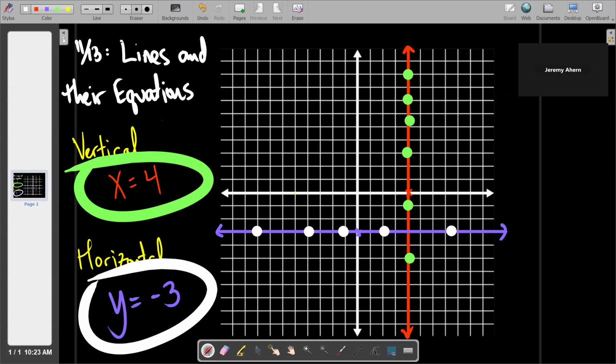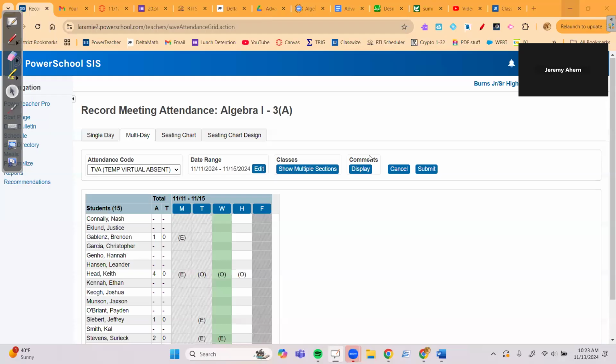All right, so now I'm going to get in here and show you what the Delta Math looks like, and then I'm going to get out of your way. So no Chromebooks or anything yet. Just hang tight.